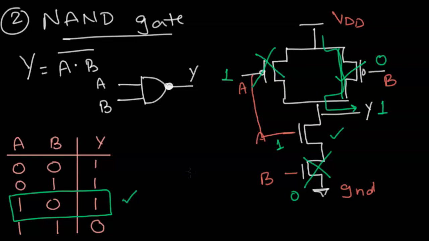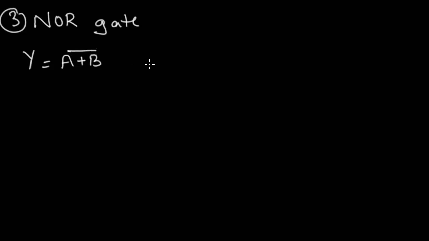Moving forward, let's understand the next gate that we have. Here we have the NOR gate. It is another universal gate. The NOR gate is represented as (A plus B) bar. Let's see how it looks symbolically. So we have the inputs A and B and Y as the output. The bubble again represents the bar that we see on the top.